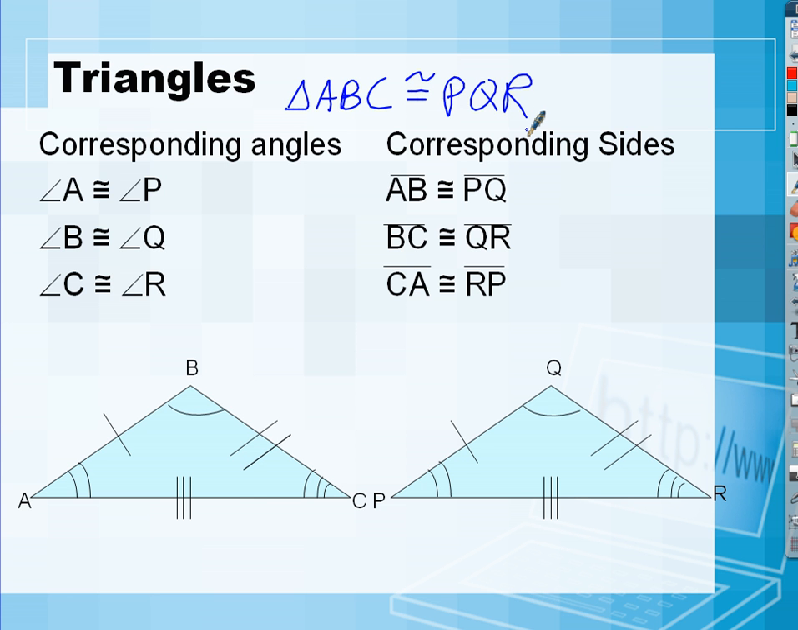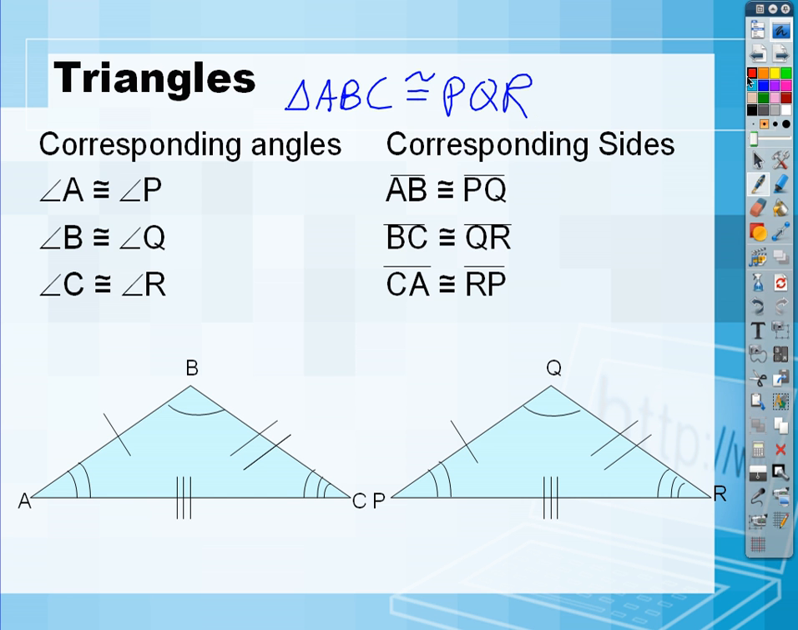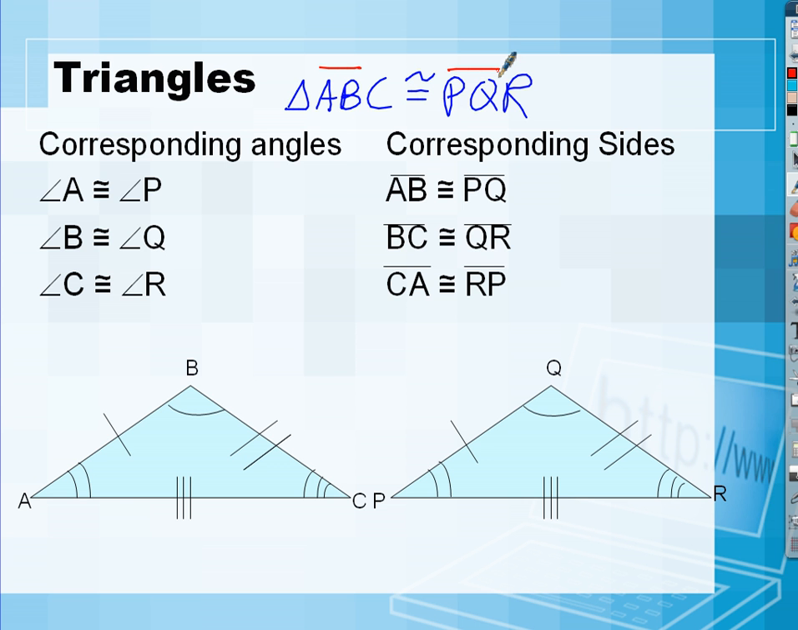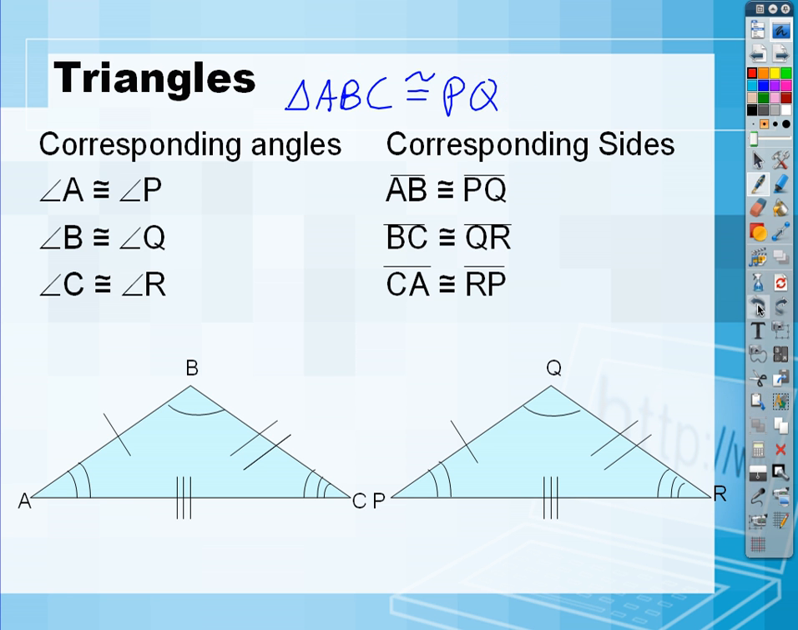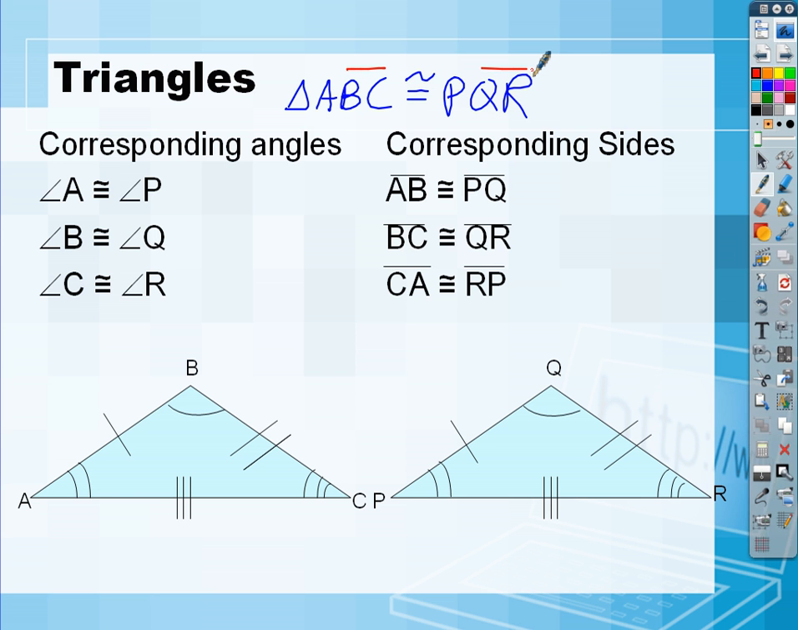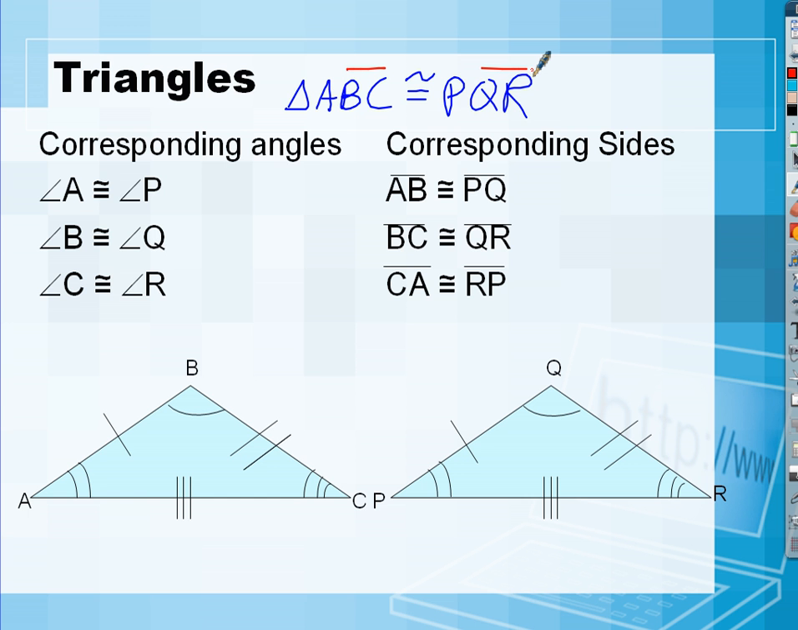Now, once I've done that, that gives me a ton of information. Just from this congruence statement, I can see that angle A is congruent to angle P. Angle B is congruent to angle Q. Angle C is congruent to angle R. I can even go further than that. I could say that side AB must be congruent to side PQ. I can say also, side BC must be congruent to side QR because they occupy the same places in that congruence statement. See how that works?